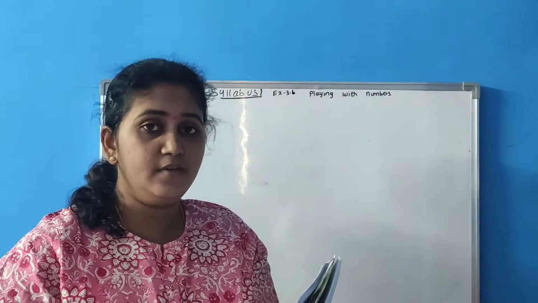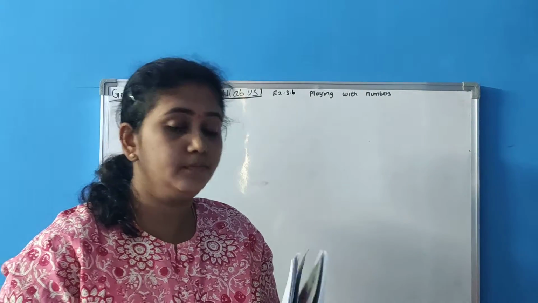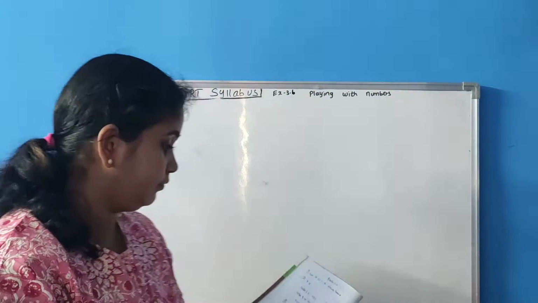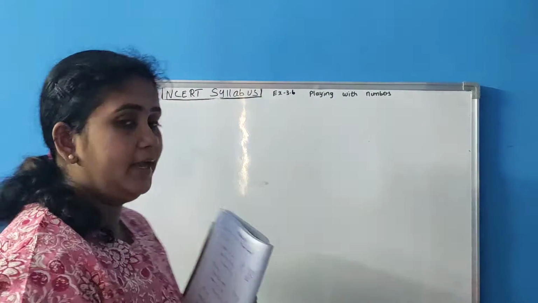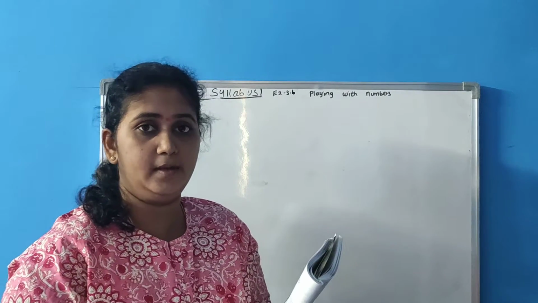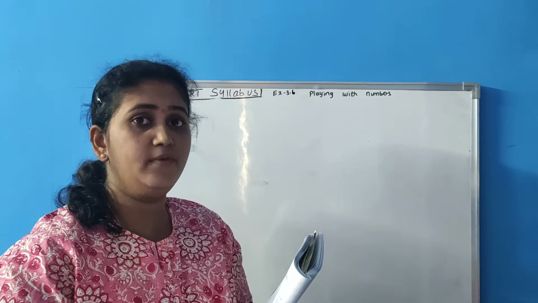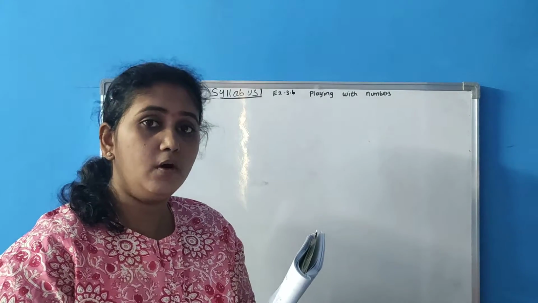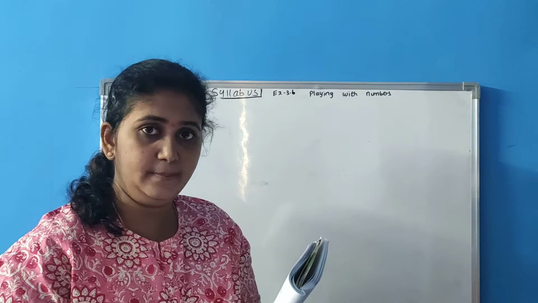So today we are going to see exercise 3.6, playing with numbers. Come, let's get into the video. First one, you are going to find the HCF of the given numbers. What is HCF? HCF is finding the highest common factor of 2 or 3 given numbers, by using the long division method.